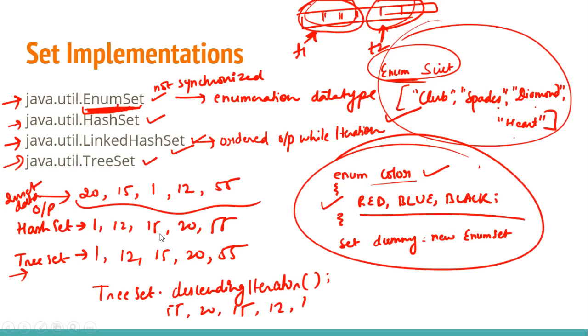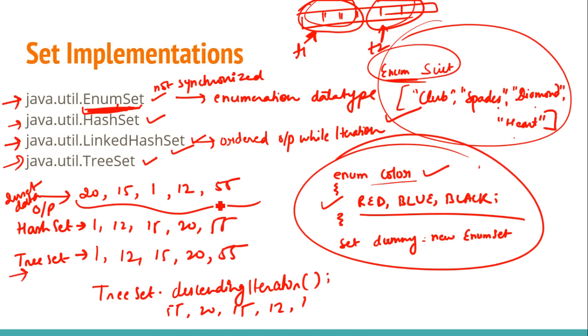And then we moved on to set implementation. So enum set is used for enumeration data type. Hash set, it doesn't maintain the order in which you insert the data. Linked hash set, it gives you ordered output. The way in which you order the data, that is the way in which you get the output when you iterate through. While tree set gives you ascending order output.